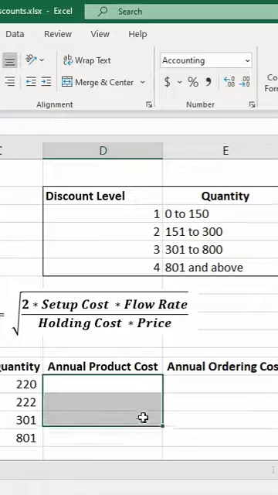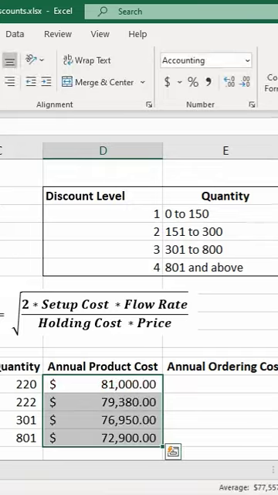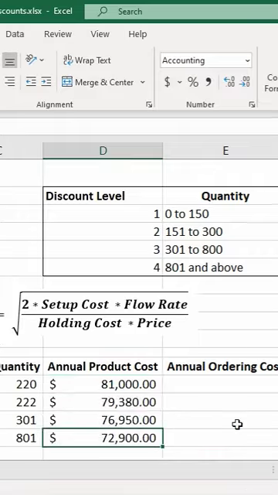So I'll select cells D13 through D16, type an equal sign, and I'm going to multiply the annual demand in B4 and F4 so it doesn't change, and multiply that by the item price. B13, I do want that to change, so I'll leave it as it is, Control Enter, and there I get my annual product costs. And you can see that the discount makes a big difference as we increase our quantities.